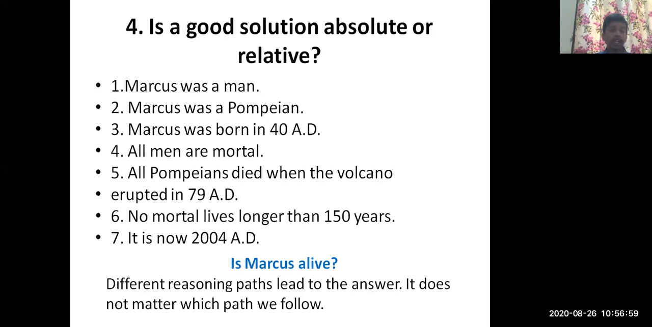As in my understanding, I may say Marcus is alive because he was a Pompeian and he was born in 40 AD. Or you can say in your own understanding, because no mortal lives more than 150 years, he may not be alive. That is one understanding. It does not matter which path we follow, at the end we need to get to some solution.